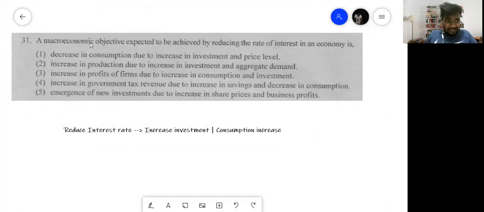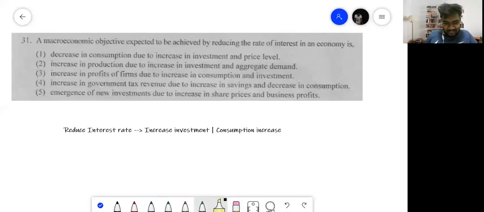So what do you think the answer is? Expected to achieve by reducing the rate of interest: decrease in consumption? Not a decrease in consumption. If you reduce the interest rate, consumption increases, so I'll cut off that answer right there. Increase in production due to increase in investment and aggregate demand looks right. Okay, hold on. Increase in profits due to an increase in consumption? Increase in profits is questionable. Increase in government tax revenue due to increase in savings and consumption? No. Emergence of new investment due to increase in share prices and business profits? No.